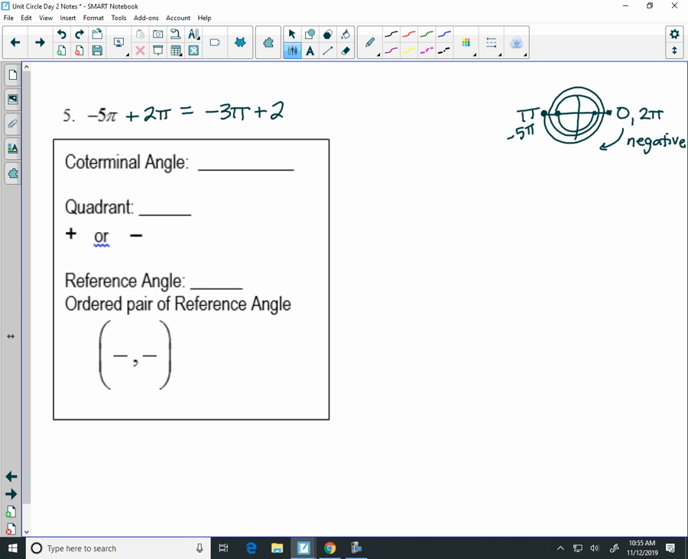And you have to do this sometimes. It depends on how interesting I decided to make the problem, how many times you have to add or subtract 2 pi. What's negative 3 pi plus 2 pi? Negative pi. On the unit circle yet? I mean, kind of, but not really, right? We're going to add 2 pi again, and we're going to get pi. Our coterminal angle is pi.